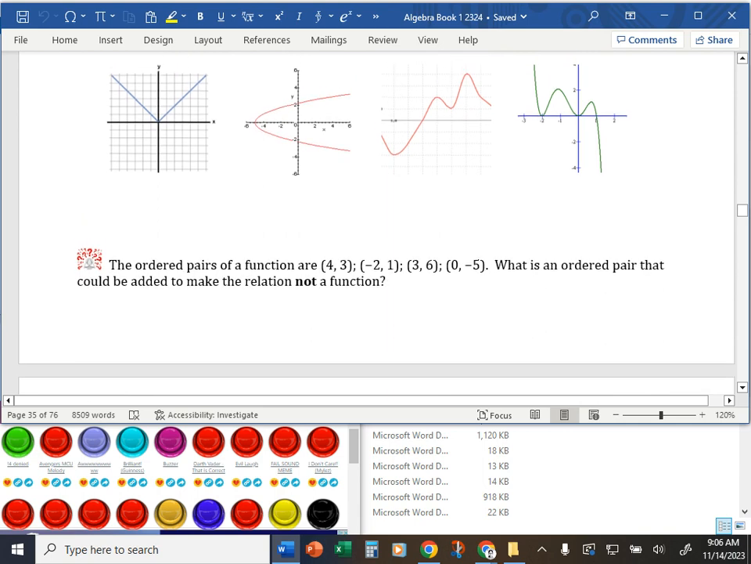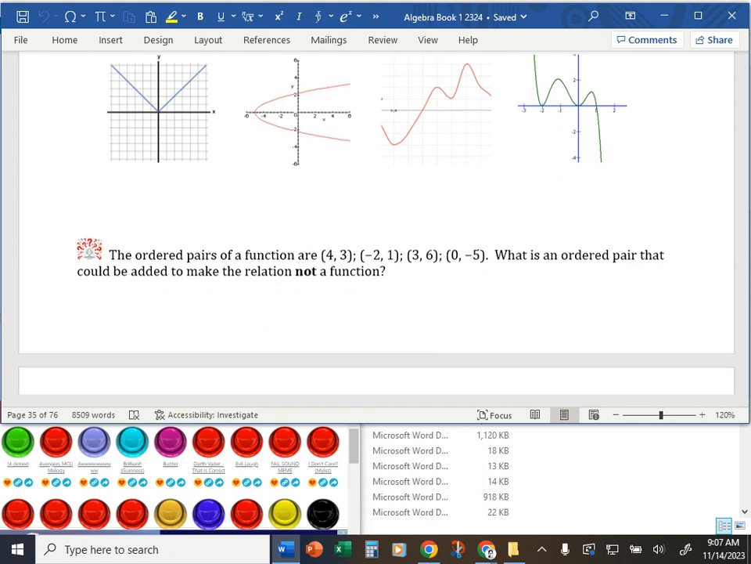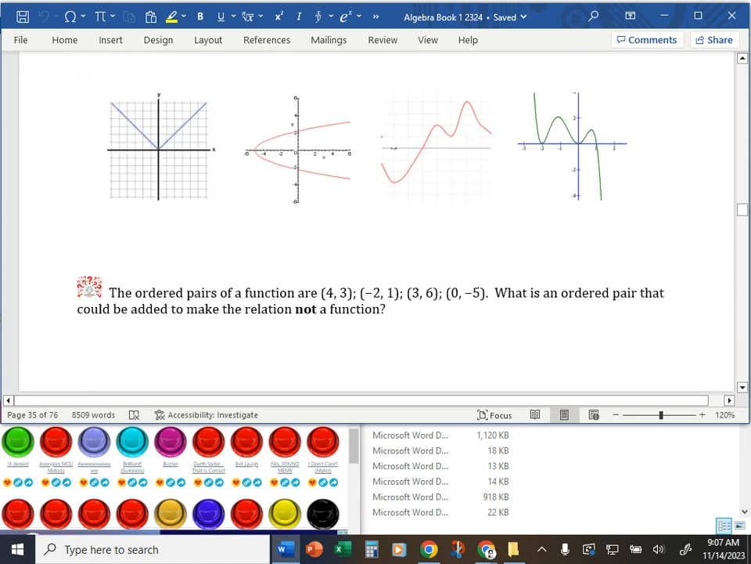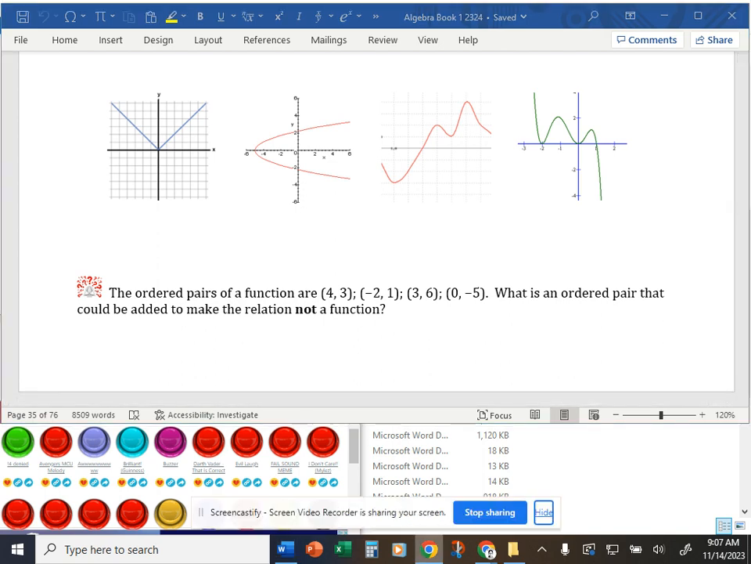Your homework for tomorrow. The ordered pairs of a function are (4, 3), (-2, 1), (3, 6), and (0, -5). What is an ordered pair that could be added to make the relation not a function? You gotta do this yourself. That's homework for tomorrow. All of you do it. You've got 6 quality minutes. That's how you math.